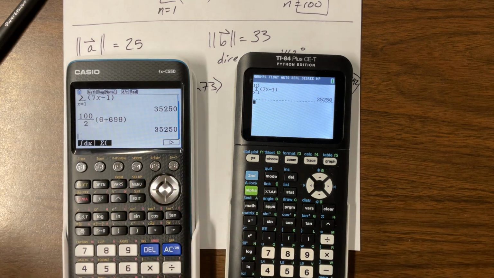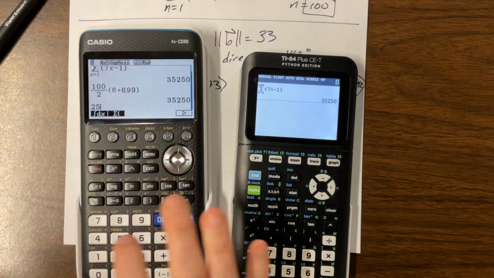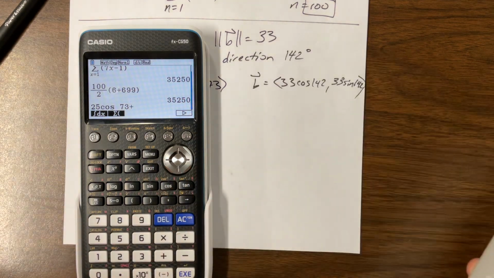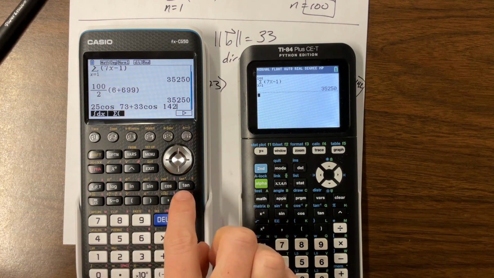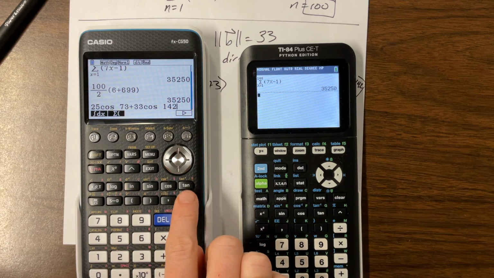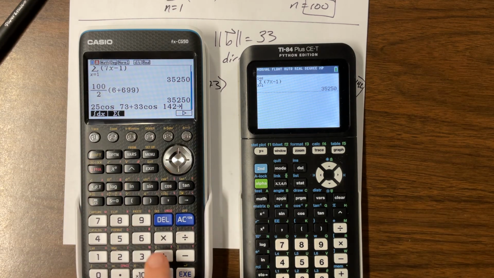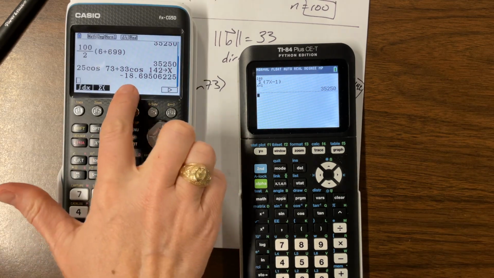So let's say I'm adding vector A and vector B, and I want to find the new x component. I would take the vector A was 25 cosine 73, plus the vector B, I forgot, 33 cosine 142, and I'm going to store this. So this button right here lets me store this as the x component of my new vector. Okay. And so that's negative, whatever.